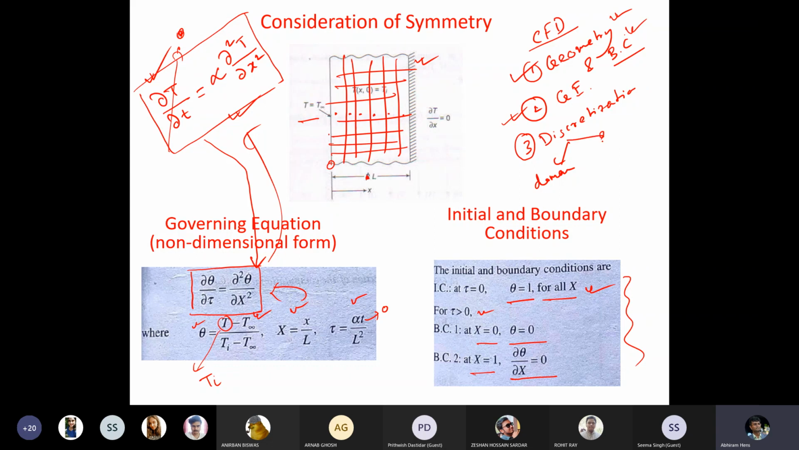Another one is called equation discretization. Equation discretization means you have to convert this differential equation to a set of algebraic equations. These two things will be done, and for that we need to choose a method, either finite difference or finite volume or finite element. Here in this particular problem, let us first see the finite difference method, because that is easy to understand.